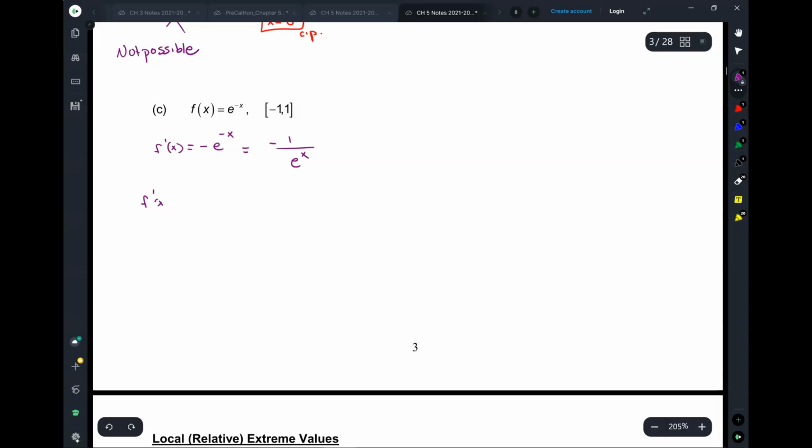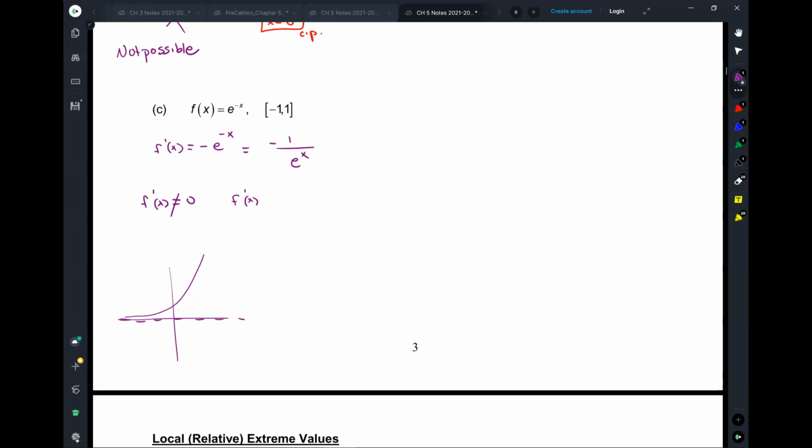Is f prime of x equal to 0? When you set this equal to 0, you'll get 1 equals 0, which doesn't make sense, so it's not. Is f prime of x ever undefined? For it to be undefined, e to the x would equal 0. Is e to the x ever equal to 0? It's not. E to the x looks like this. There is a horizontal asymptote here. So this denominator, e to the x, is never 0.